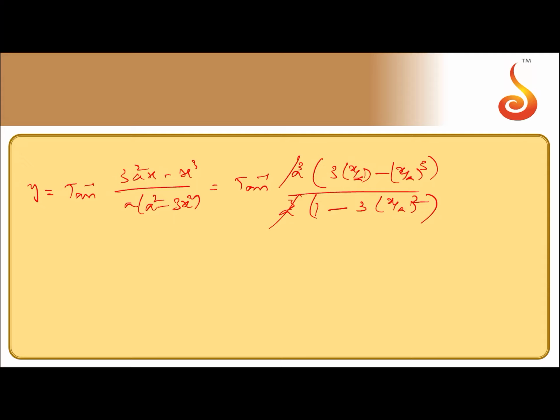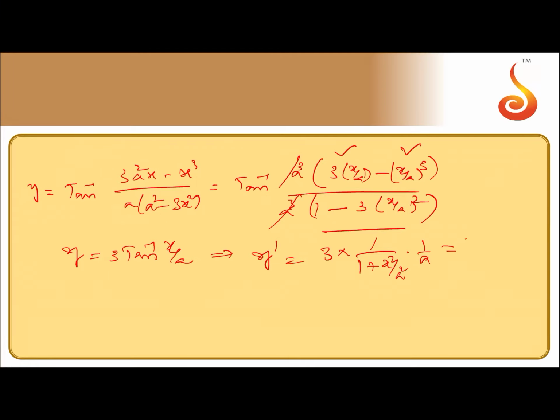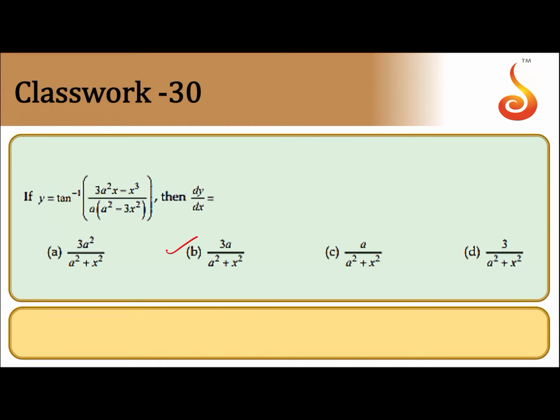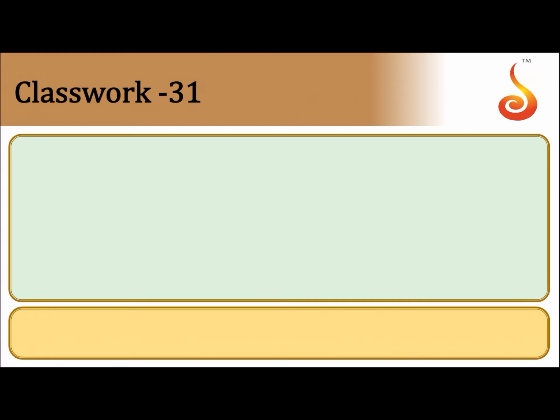So a cube gets cancelled. Tan inverse of (3x minus x cube) by (1 minus 3x square) is nothing but 3 tan inverse x by a. So the derivative is 3 into the derivative of tan inverse, 1 by (1 plus x square by a square), into the derivative of x by a, which is 1 by a. So you get 3a divided by a square plus x square is the answer.